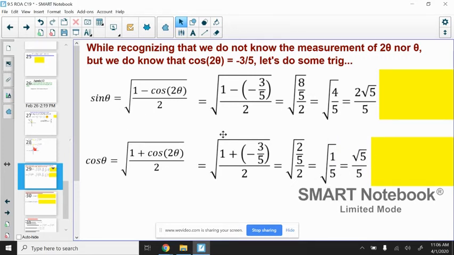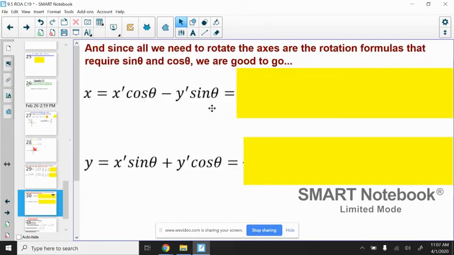So what have I done? Without actually ever finding the value of theta nor twice theta, I nonetheless have been able to use identities to find the exact trigonometric values of the sine of theta and cosine of theta. And I remind you, these are the numbers we need for the purpose of the rotation formulas. There's my rotation formulas. Now let's just plug in numbers appropriately.